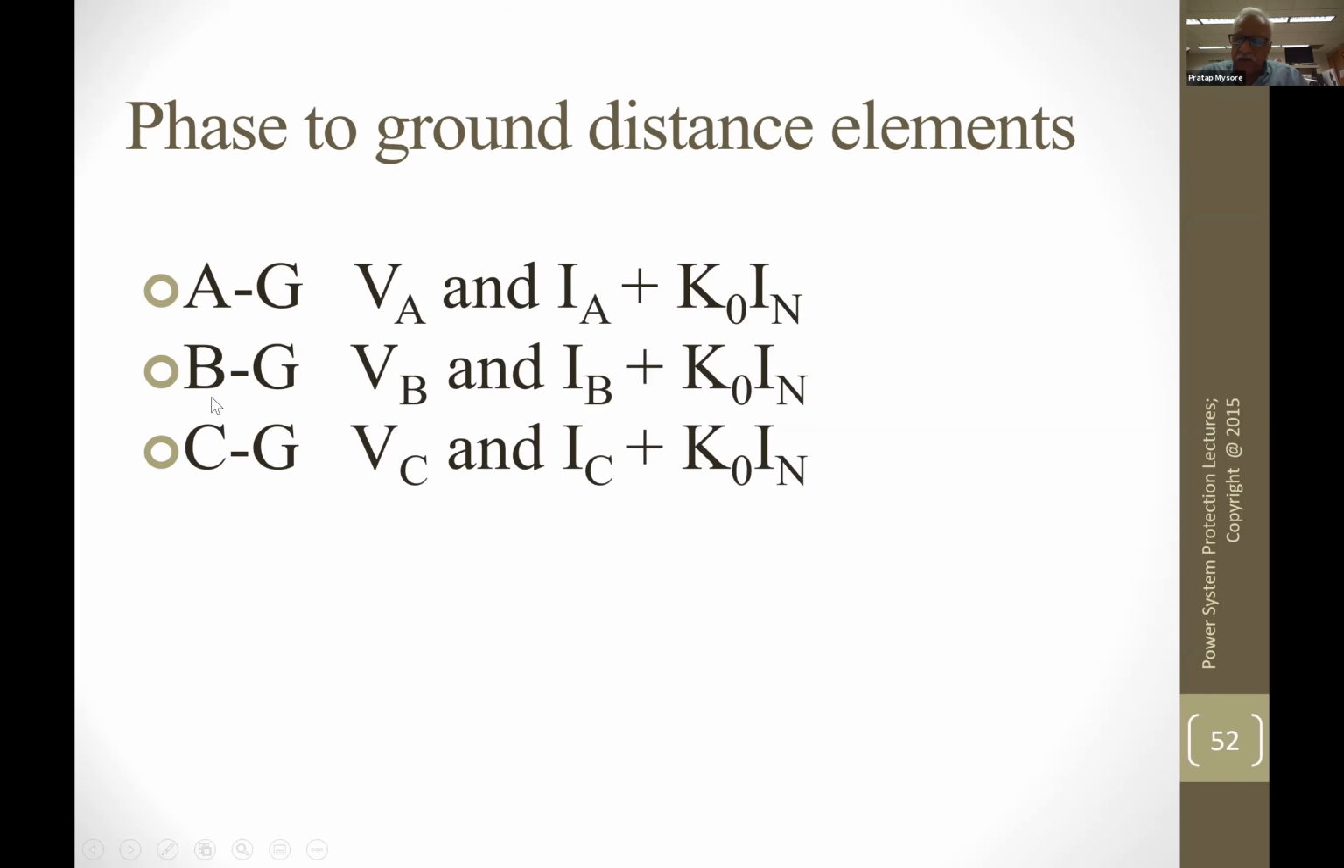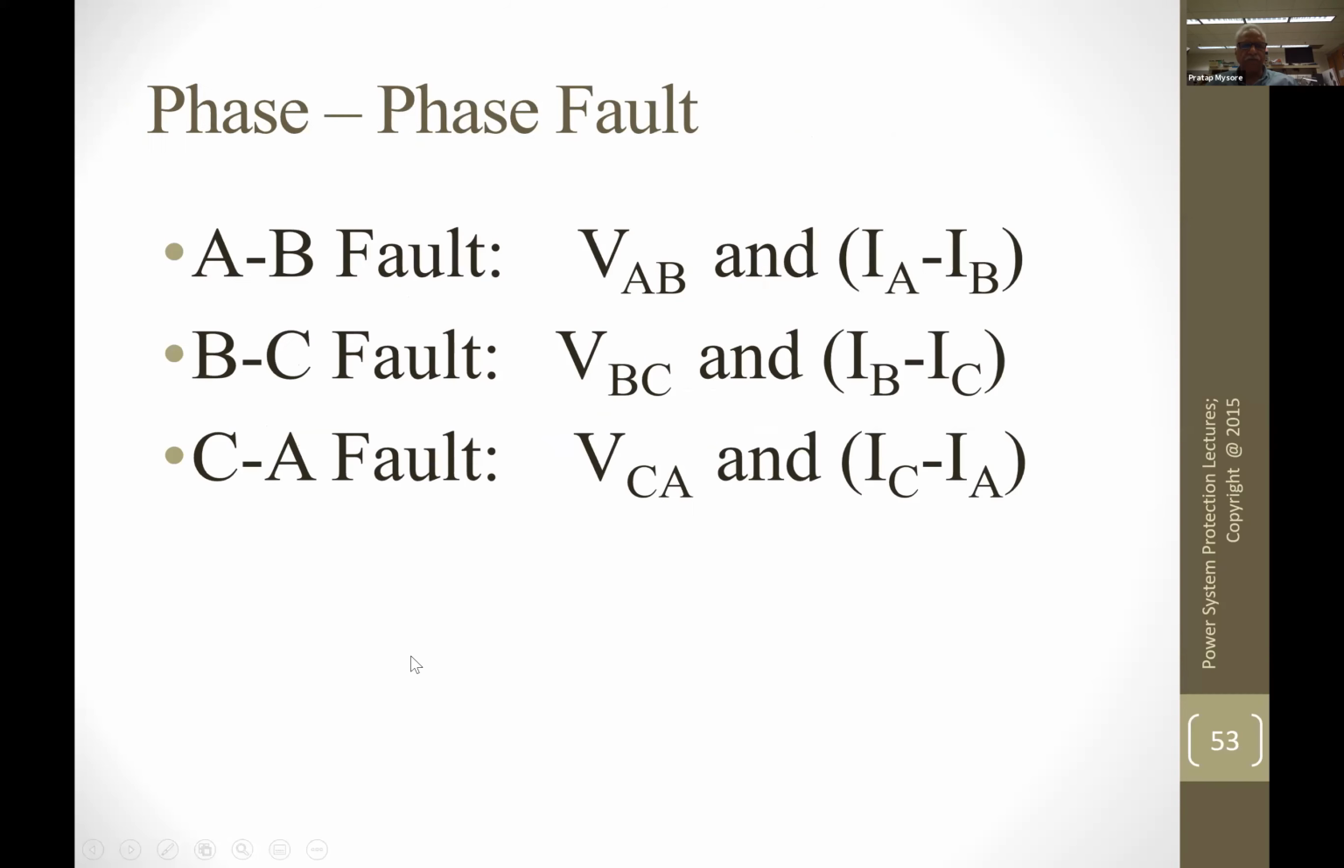Similarly, if it is a B to ground fault, then I need VB, the faulted phase voltage, and IB, the faulted current, plus K0 times the neutral current. And similarly, C to ground, VC and IC plus K0IN. If we feed this, then if it is a phase to ground fault, the relay measures only the positive sequence impedance up to the location of the fault.